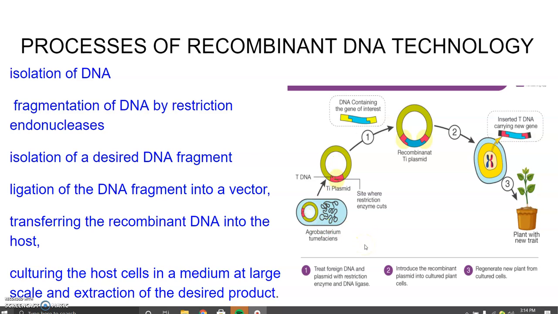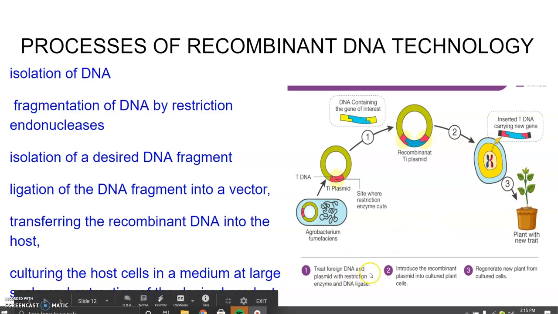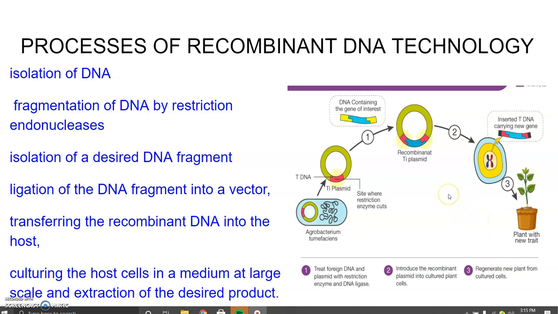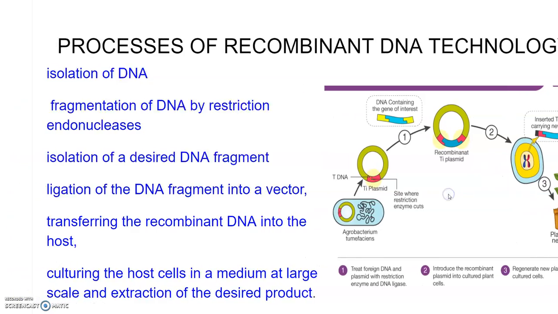Here we can see in this diagram how the DNA which is containing the gene of interest is entered into the plasmid and forms the recombinant DNA, and it is inserted further into the host and then the plant with the new trait is produced. So treat foreign DNA and plasmid with restriction enzyme and DNA ligase, introduce the recombinant plasmid into the cultured plant cells and regenerate the new plant from the cultured cells. This is how the process of recombinant DNA technology will be done.